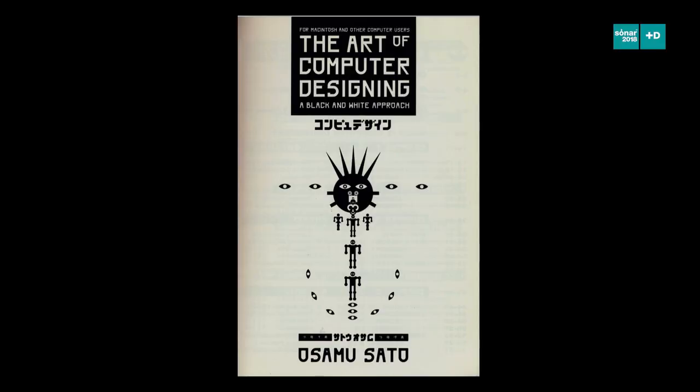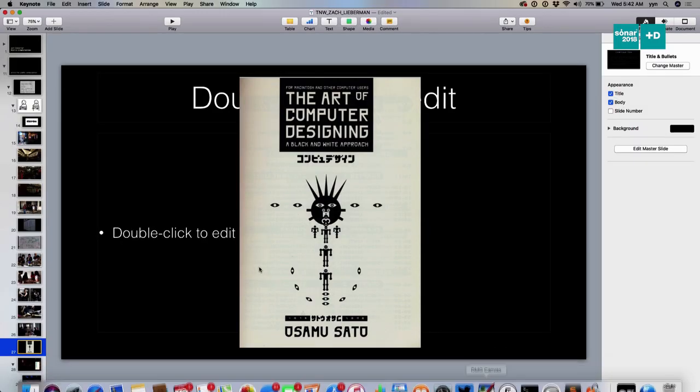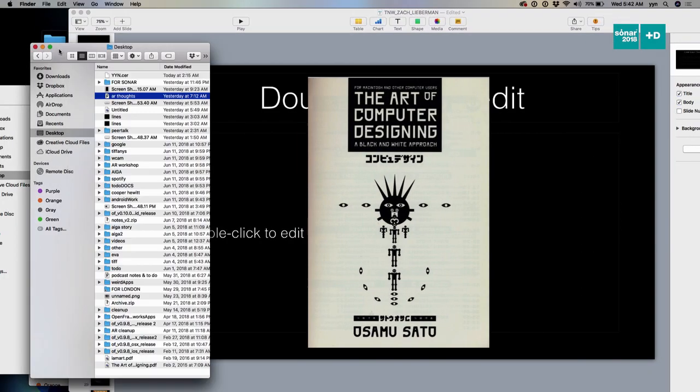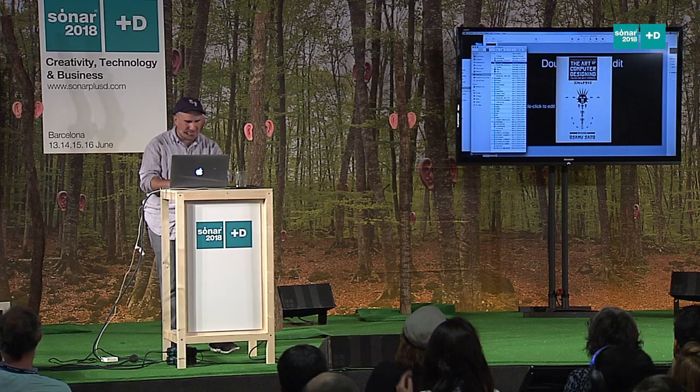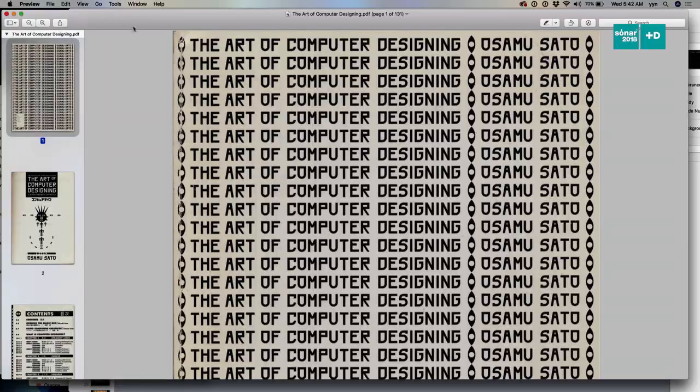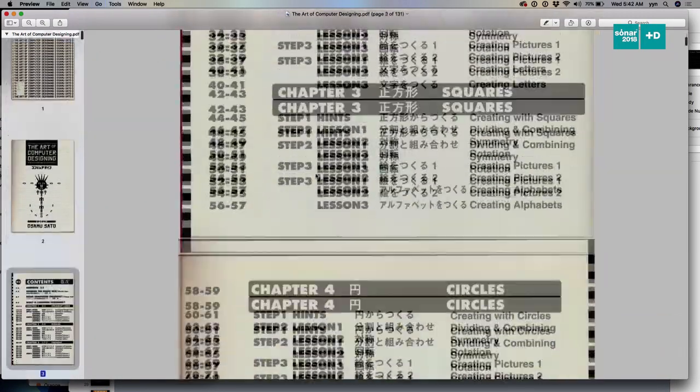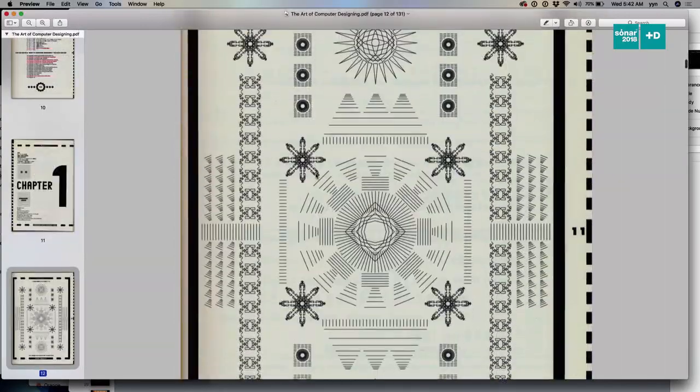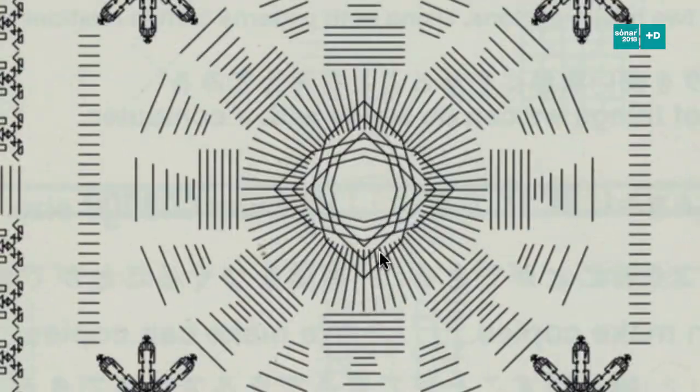This class is really inspired by this book I love, called The Art of Computer Designing. So I'm going to show you this PDF really quickly. I'm going to find it. Art of Computer Designing. So I found this book. It's kind of amazing. It's from the mid-90s by Osamu Sato.